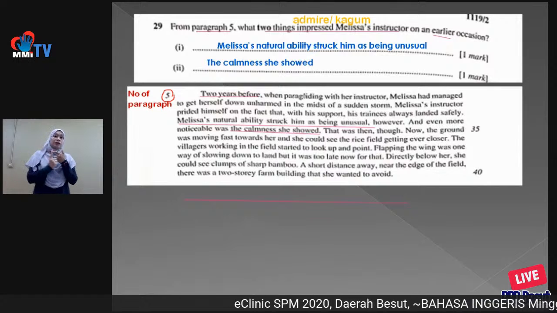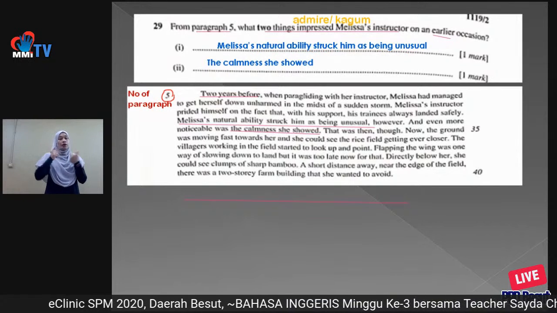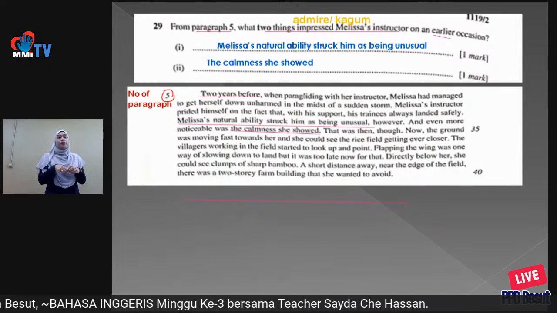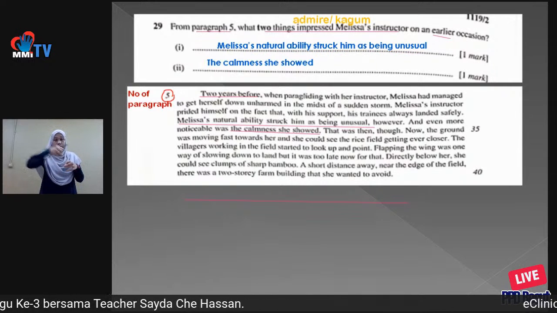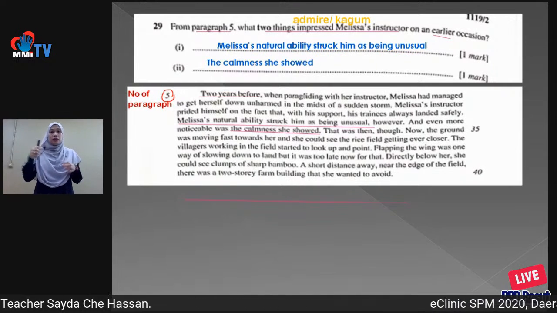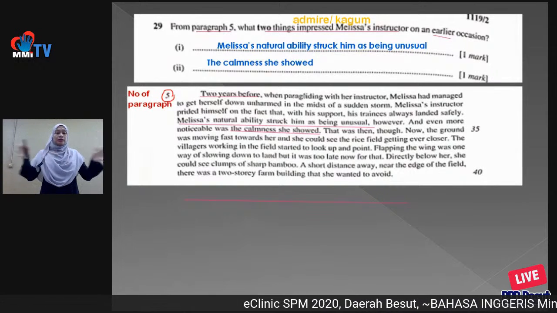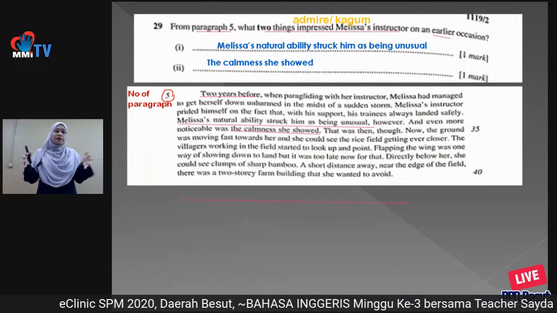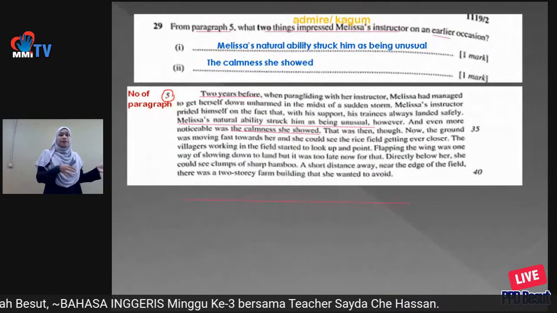Okay, the first one is natural ability. Second one is calmness. One mark, 2 marks. But then for you, maybe it's hard to pick up the answer like that. So this is how you can take the answer. Leave the whole sentence, not the whole sentence, take a phrase, and copy it back into the question.